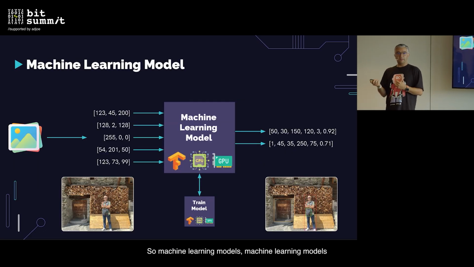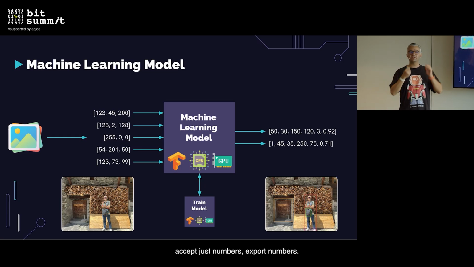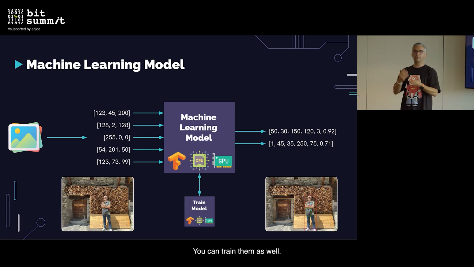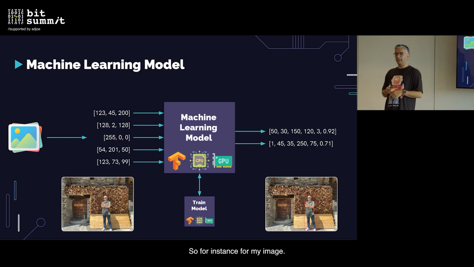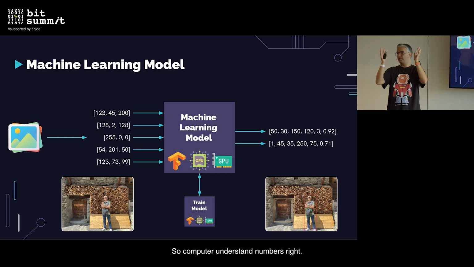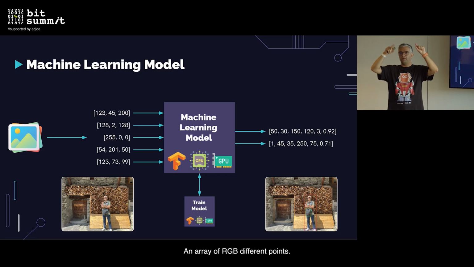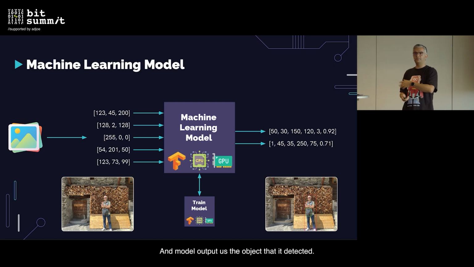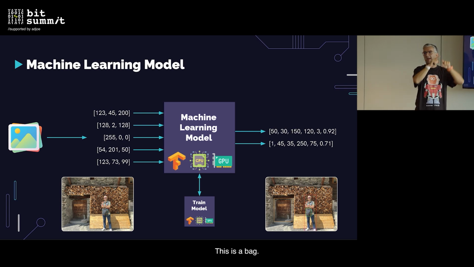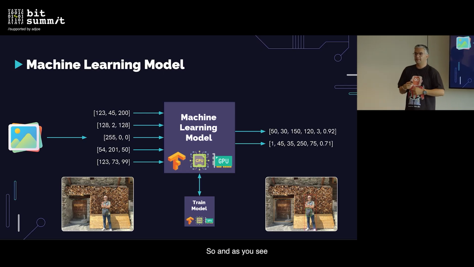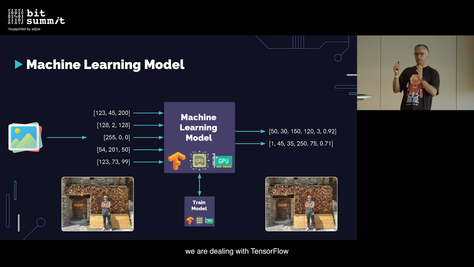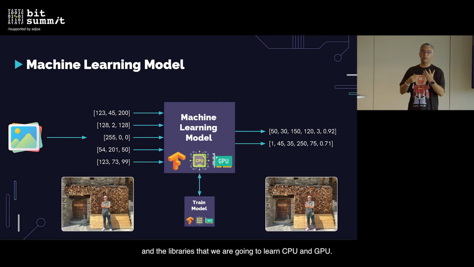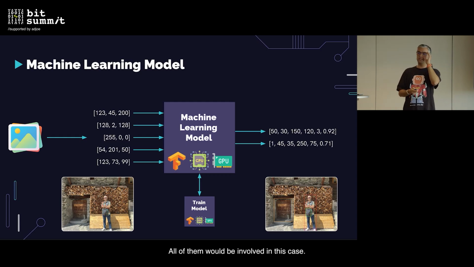Machine learning models accept just numbers and output numbers. You can train them as well. For instance, for my image, the computer understands numbers, right? An array of RGB values at different points. We send them to the model, and the model outputs the objects that it detected. For instance, this is a person, this is a bag, this is a door. Easy. And you can train them as well. As you see, we are dealing with TensorFlow, the library that we are going to learn, and the CPU and GPU would all be involved in this case.